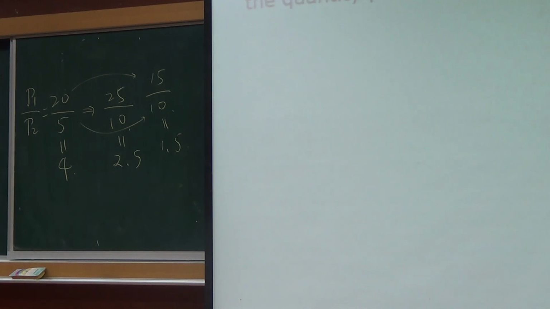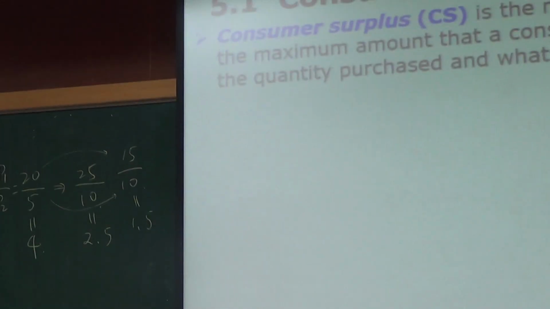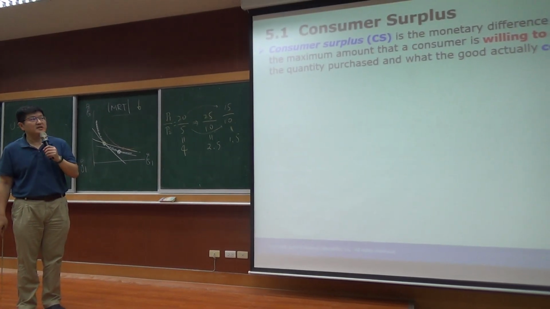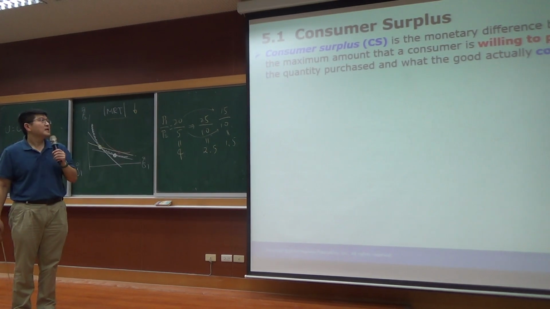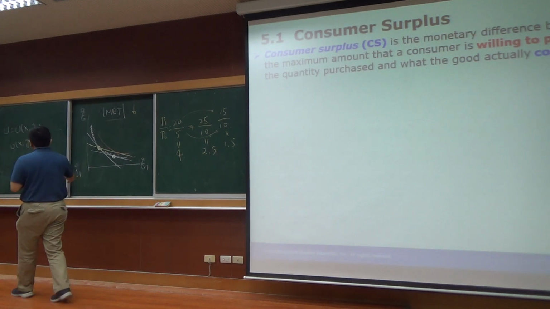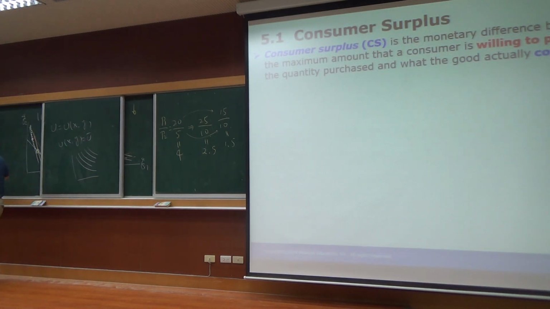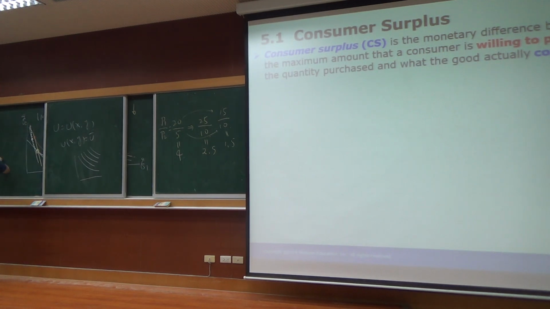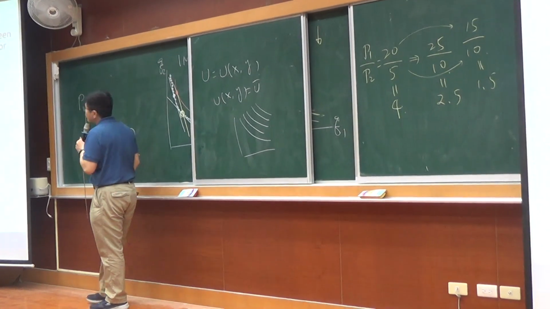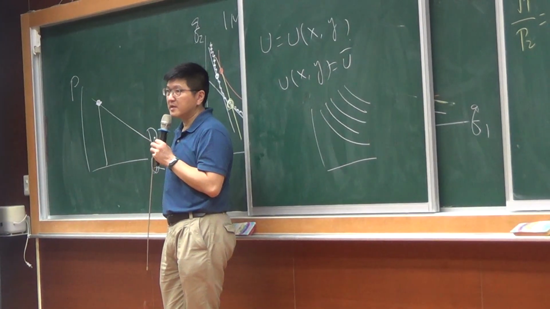So consumer surplus, abbreviated by CS, is the monetary difference between the maximum amount that a consumer is willing to pay for the quantity purchased and what the good actually costs. And what does it mean? Okay, this is the demand curve and the price and quantity. So the vertical distance, the height of the demand curve, what does it mean?